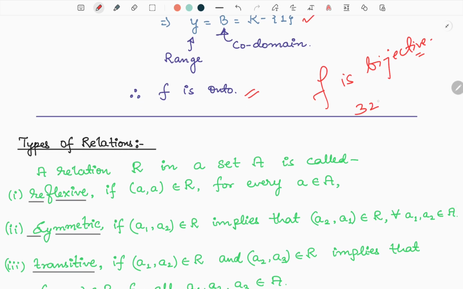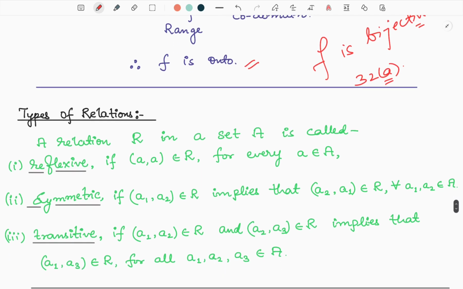So I think 32a is less lengthy and less difficult also. So it is advisable to solve the 32a part, and whoever chose that part in the exam will get the same marks. Okay, so I think out of 32a and 32b, 32a is the smart choice. But anyhow, we will solve both the parts.